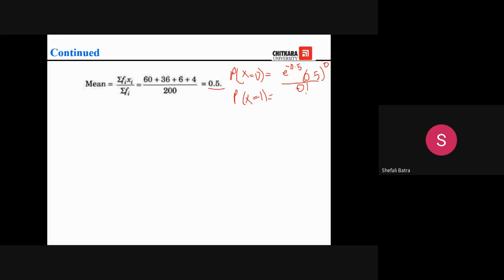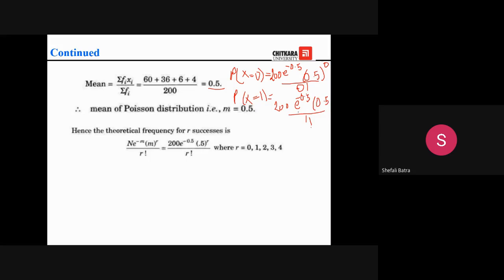This is for a single experiment. But when you are repeating it 200 times, you will be multiplying this with 200. Right? Similarly, x is equal to 1, 200 into e raised to power minus 0.5 into 0.5 divided by 1 factorial. Right? Similarly for 2, similarly for 3 and 4. So you will be using this formula. Theoretical frequency for R successes, e raised to power minus 0.5, 0.5 power R, R is equal to 0, 1, 2, 3, 4.